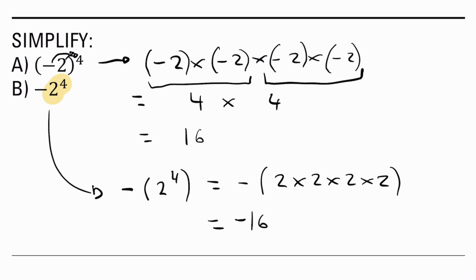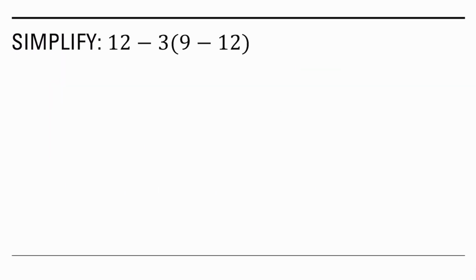So you can see that notation really caused a difference in the answers. So simplify 12 minus 3 times (9 minus 12). Here we want to work on our bracket first. Remember, that's the first thing in our order of operations. So 12 minus 3 times (9 minus 12).